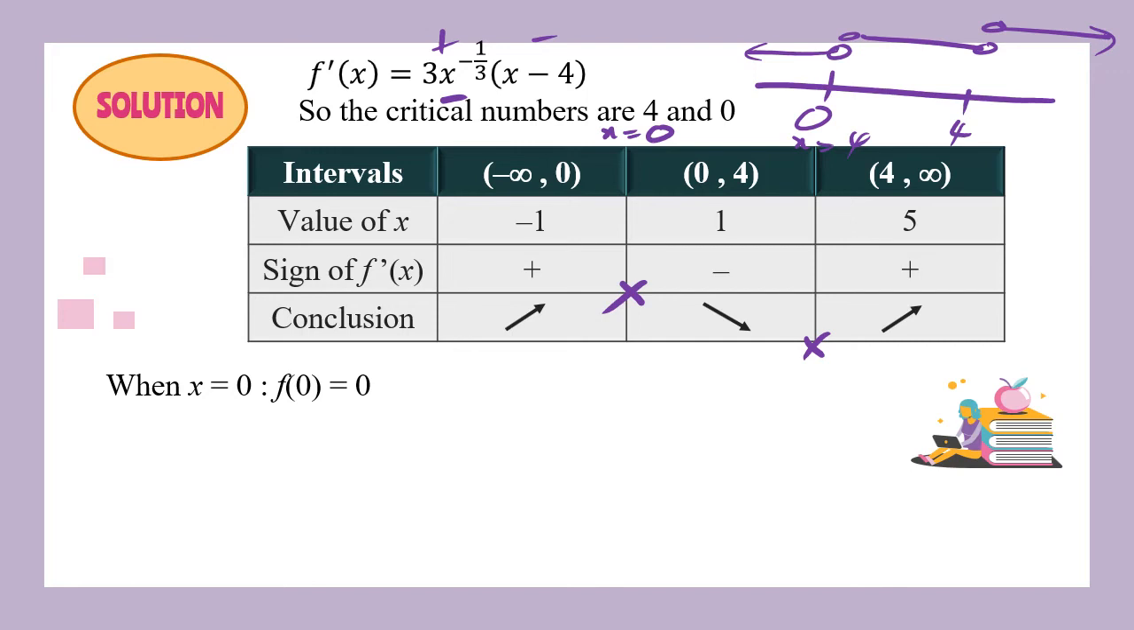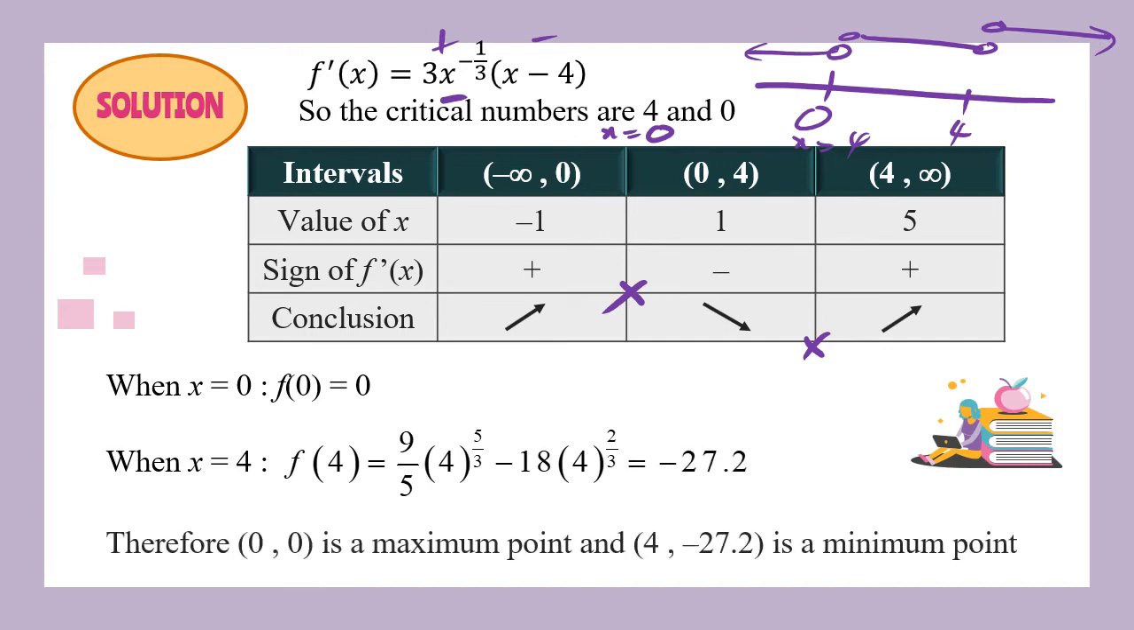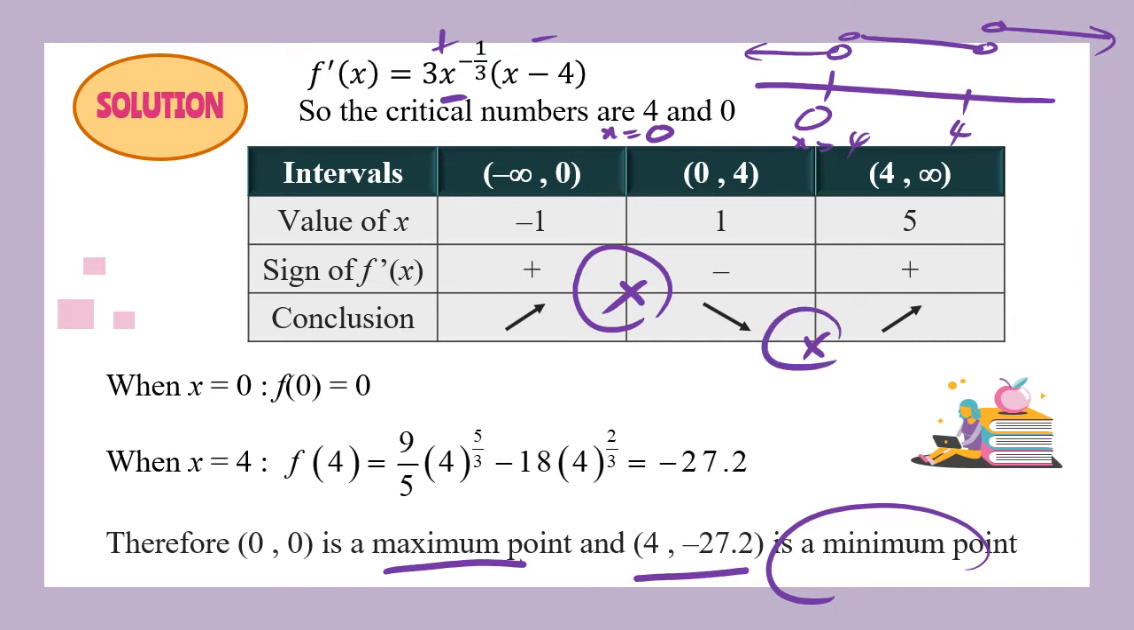To find the extremum, we need to find the value of f at the critical numbers. When x equals 0, f(x) equals 0. When x equals 4, f(4) is equal to negative 27.2. So we have these 2 points, and we can conclude that (0, 0) is the maximum point, and (4, negative 27.2) will be the minimum point. So that's all for example 2.